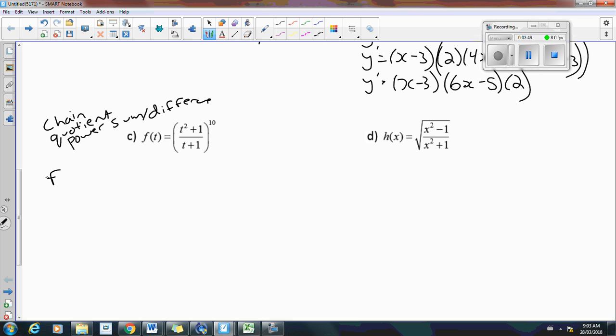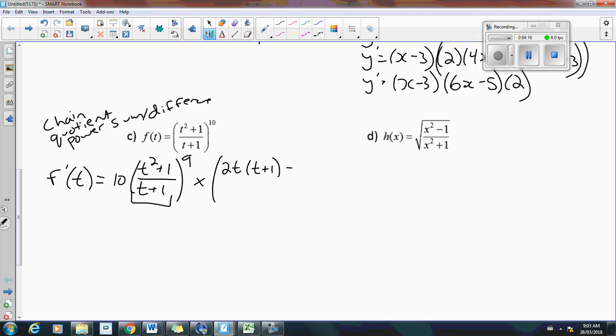So f prime of t, I take the 10 out front, leave the input the same, decrease the exponent by 1. But now I need to multiply by the derivative of the inside. For the derivative of the inside, I need to use the quotient rule. The quotient rule tells me I go f prime times g. So that's 2t times (t plus 1), subtract g prime. The derivative of t plus 1 is 1, times f, all over g squared. So I can simplify up here a little bit.